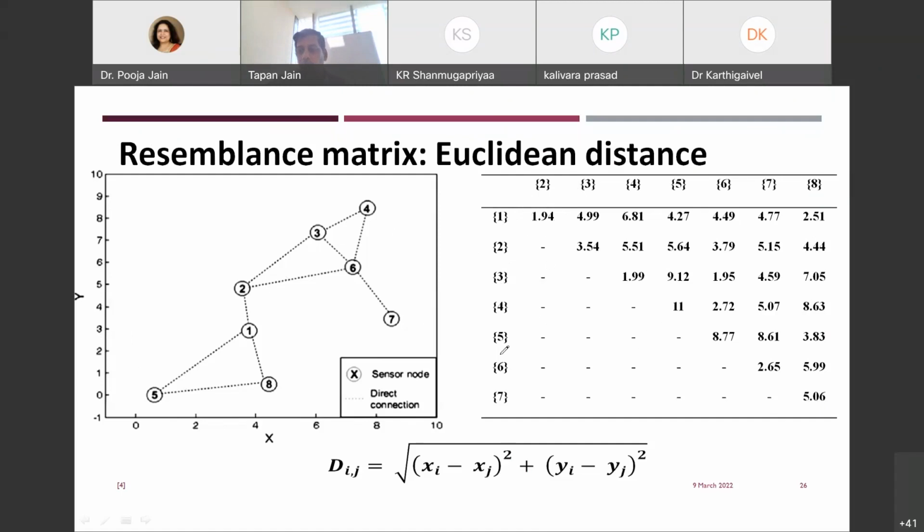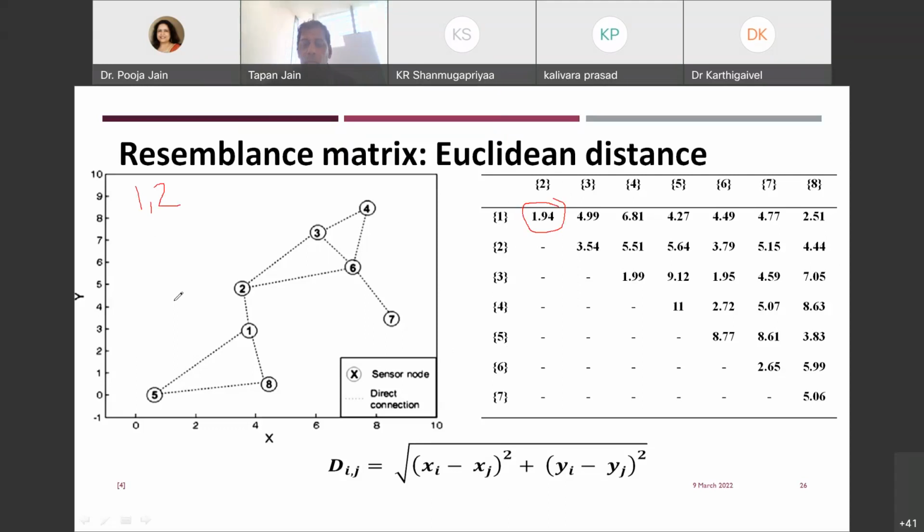Now we need to join two nodes. How to join two nodes? Just look at this table. What is the minimum distance in this table? Can you just tell me what is the minimum distance between two nodes? So first we need to combine node number 1 and node number 2.